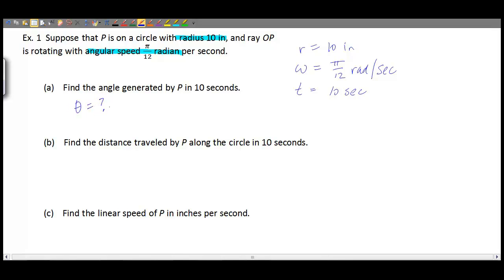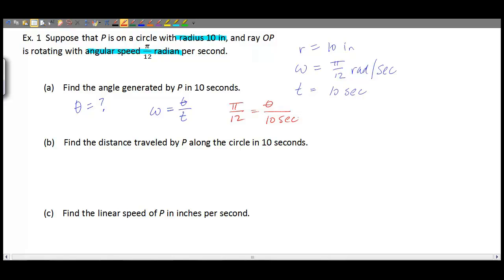I'm looking for theta. So if I know all of this information right here, I can find theta by remembering that I know the angular speed, and that's given by theta over time. Because I know two of the three items out of this formula, I know angular speed, I know time, then this formula is going to help me, since I have all the information I need to solve for theta. So now we're just going to replace our known values. So let's rewrite this. w is pi over 12 equals theta over time, which is 10 seconds.